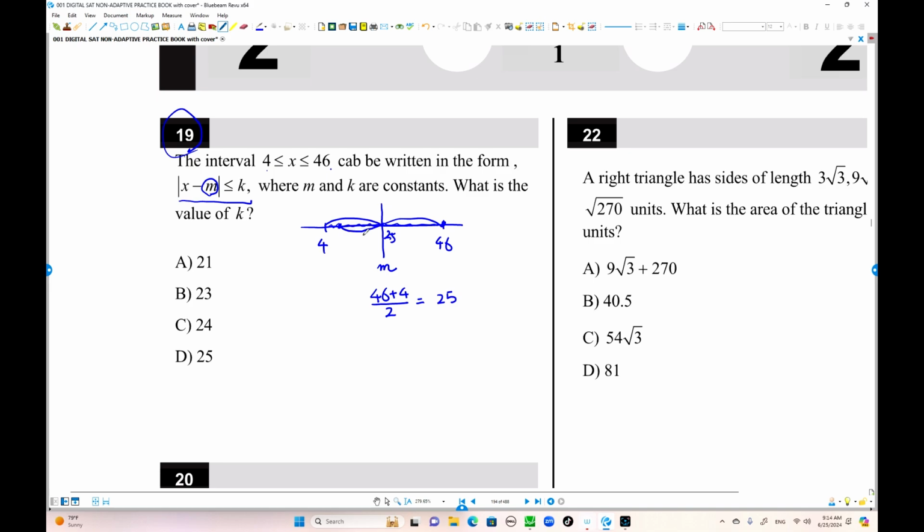If this is the value of x over here, x at any time, always what? x minus 25 should be less than the distance from the midpoint to the endpoint. 46 minus 25 equals 21 each side. Must be less than or equal to 21. Right, that is the way to convert the form. But in this case, the value of k is this one, 21, okay? Choice A is the answer, okay?